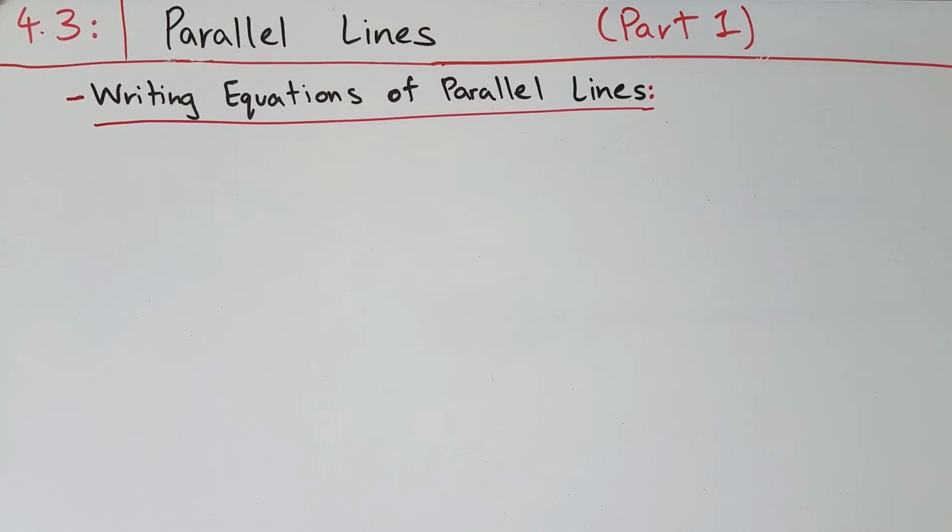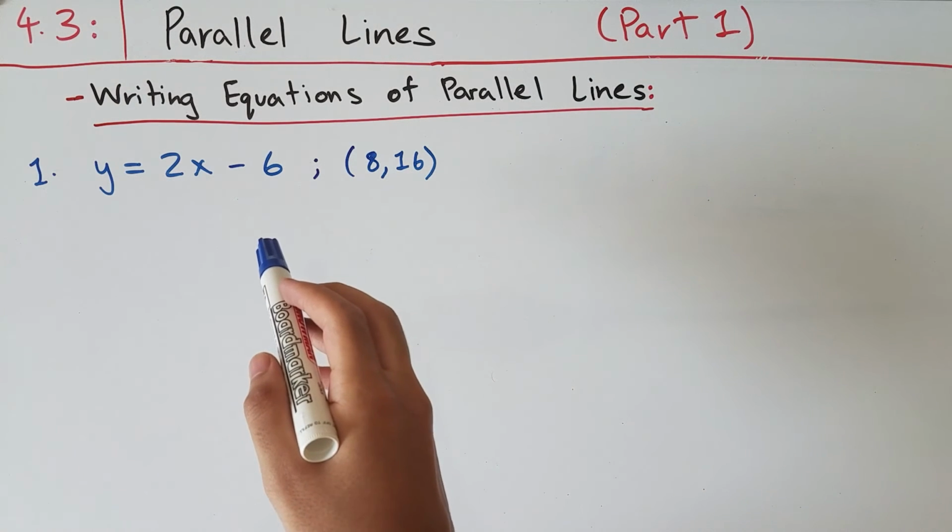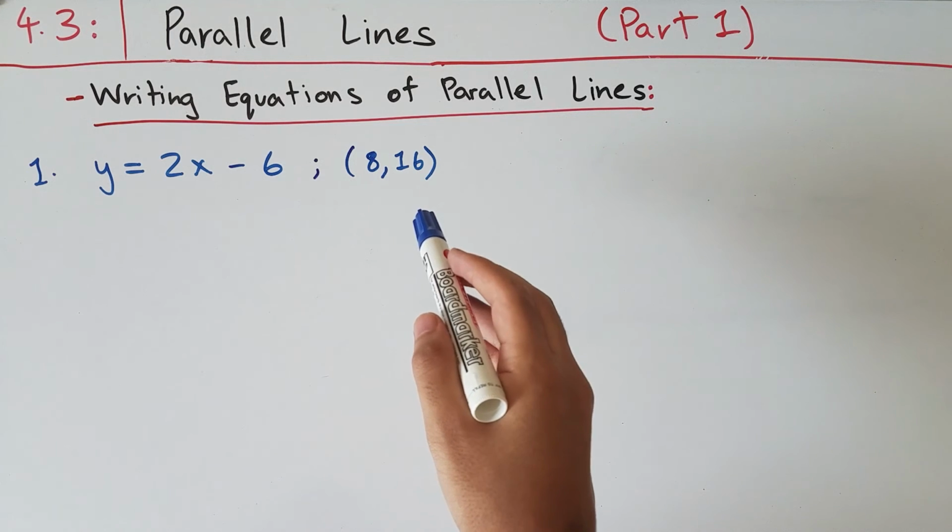Finally, let's take a look at writing equations of parallel lines when you're given another line. In the first question, we're given the equation of the line y equals 2x minus 6. And we're asked to find another line which is parallel to this line y equals 2x minus 6, which passes through the point (8, 16).